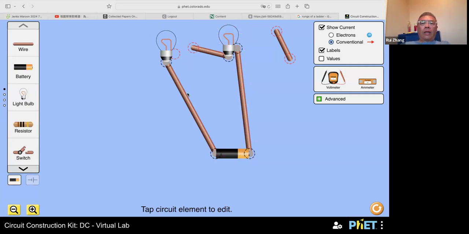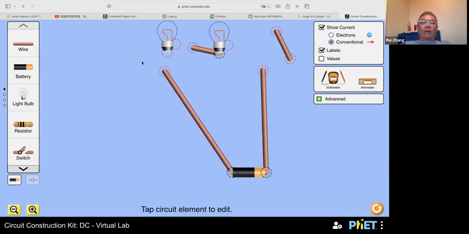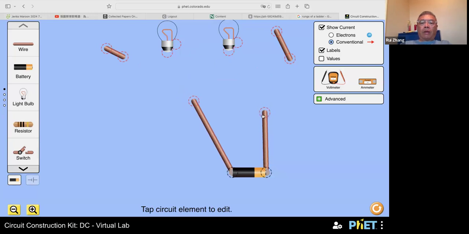Now, what about connection in parallel? That's the second thing I want to explain. Let me cut this off. Suppose I have these two light bulbs and I want to connect them in parallel. How do I do it? First of all, I would make them a little smaller, and then I would connect the first light bulb.